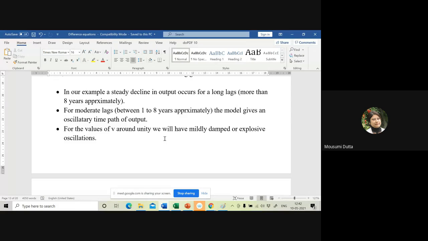So, if say V is 0.9, in that case, you will get a convergent kind of time path. Am I right? Yes, ma'am. So in that case, if the time path is oscillatory, you will have damped oscillation. Am I right? Yes, ma'am. On the other hand, if it is 1.1, in that case, you will have explosive oscillation. Am I right?